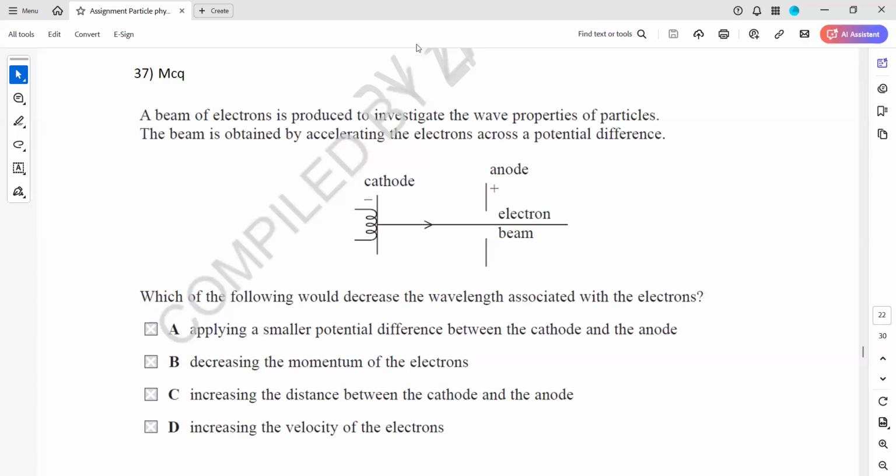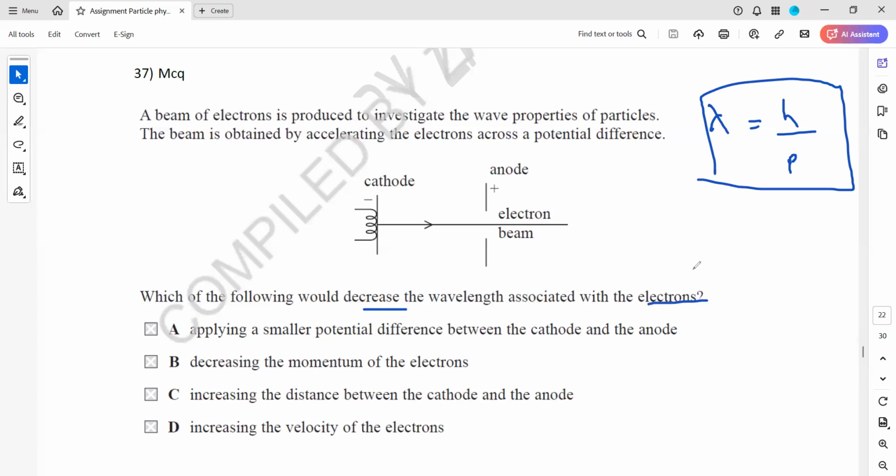Next, a beam of electrons is produced to investigate the wave properties of the particle. We know the wave-particle duality, that particles can act like waves. According to de Broglie's formula, lambda equals h over mv, or h over p. That's a relation between the wavelength, the Planck's constant, and the momentum. Which of the following would decrease the wavelength associated with the electron? Electron is a particle, but if it was acting like a wave, then which of them will decrease? So if we want to decrease the wavelength, what should we do?